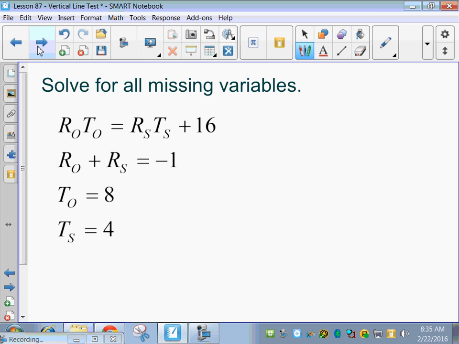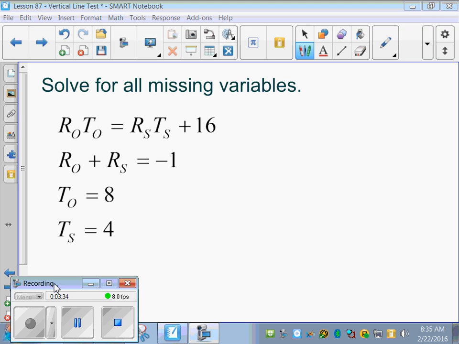All right, let's try another one. So I have RO TO equals RS TS plus 16. Okay, my second equation is RO plus RS equals negative 1. And then they're telling us what TO and TS are. So go ahead and write all those down.